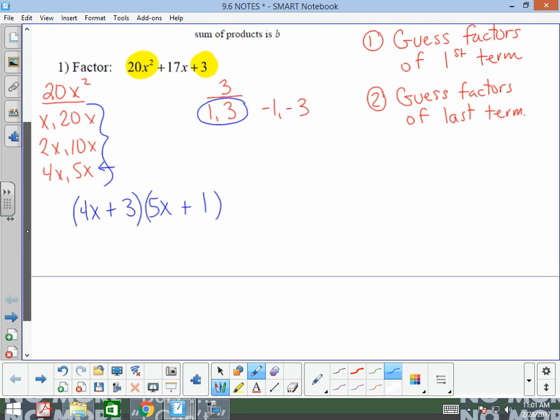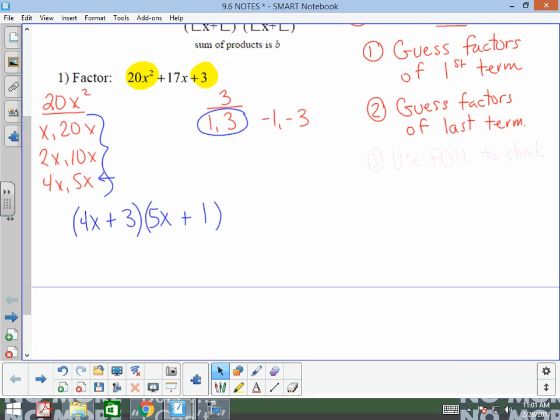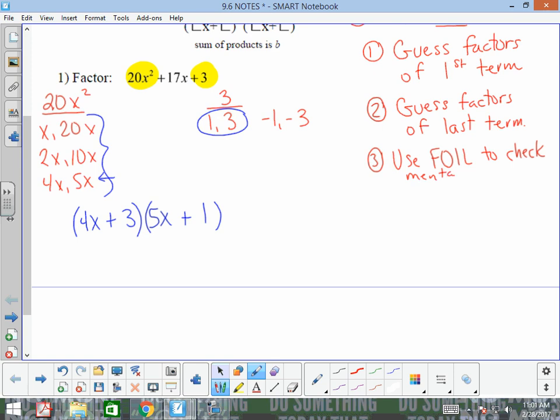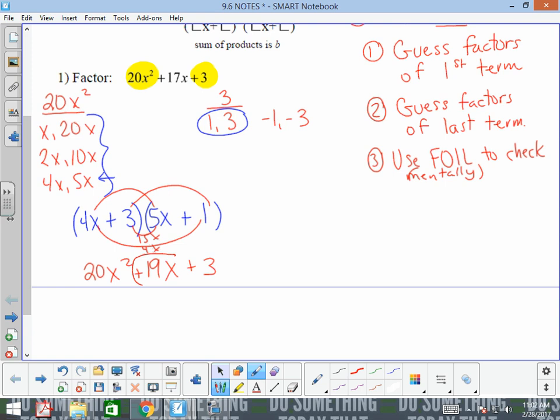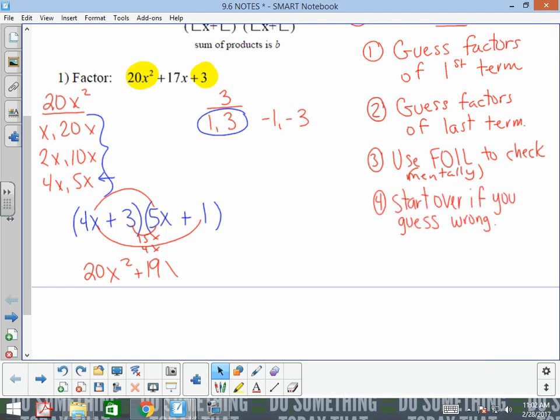Now the third step is to use FOIL to check. You can do it mentally or you can write it down. So let's write it down. 4x times 5x is 20x squared. The outside is 4x. The inside is 15x. That adds up to be 19x. And last times last is positive 3. Well, is 19x the middle term? No, it is not. So if you guess wrong, you have to start all over.